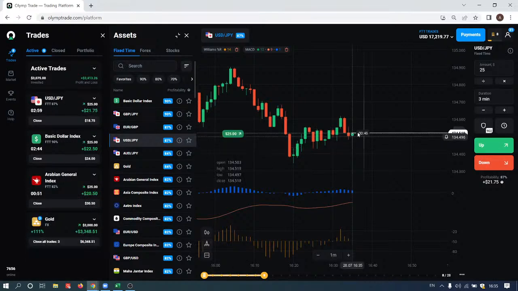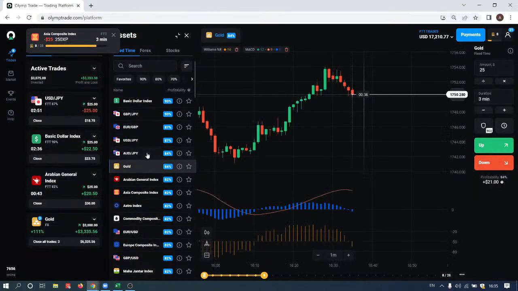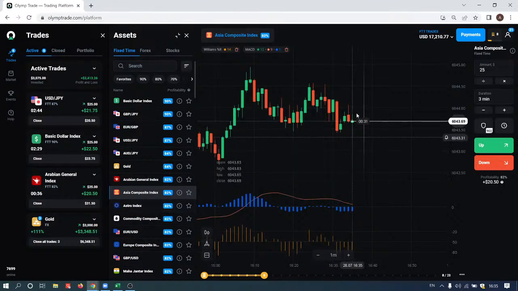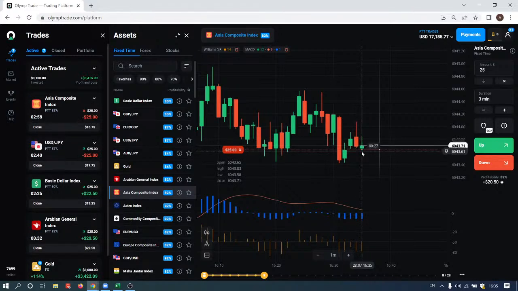Let's give it a try. So the USD JPY, and so Asia Composite Index. Okay, let's open a trade down here.